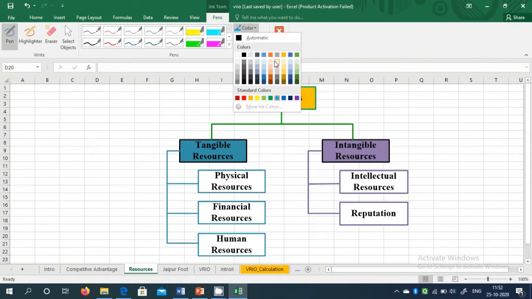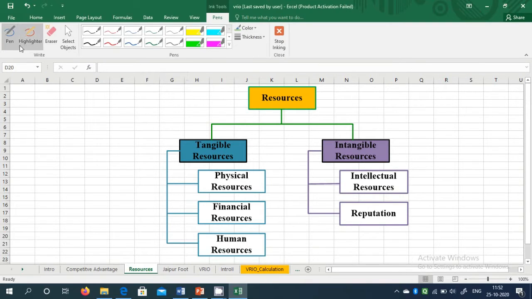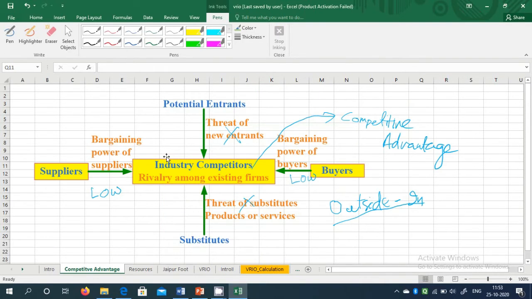Prahalad and Hamel have been the main promoters of this resource based view, or what we call the inside-out approach. Competitive advantage is when you are standing significantly different or ahead of all the players in the competitive market, then we'll say that it is a competitive advantage.